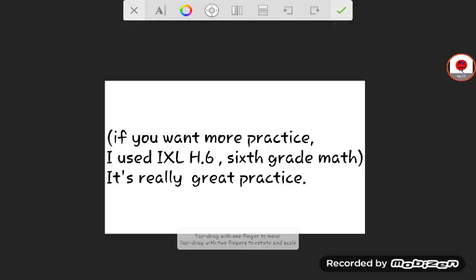If you want more practice with this, I used IXL H.6 in 6th grade math. It's really great practice if you just want to do something, you have free time. I know a lot of you out there don't like IXL. I kind of don't either, but this one's great practice. It's just fun.